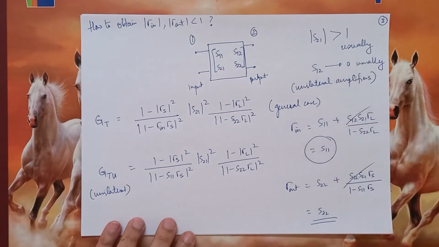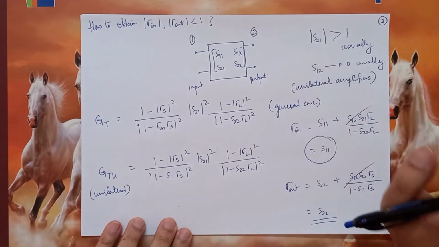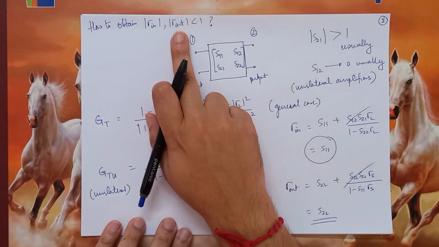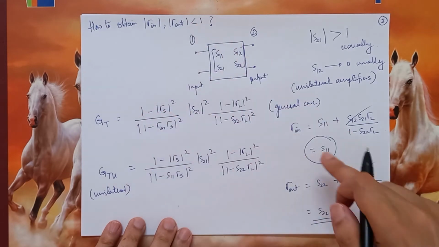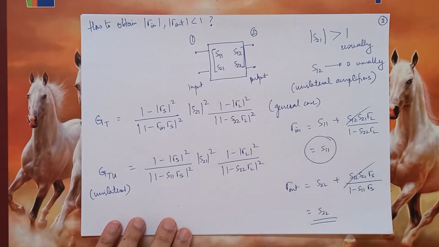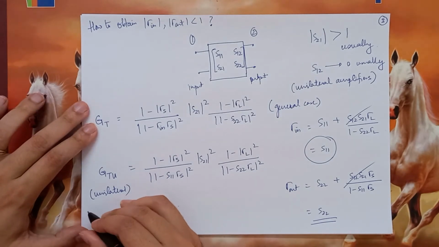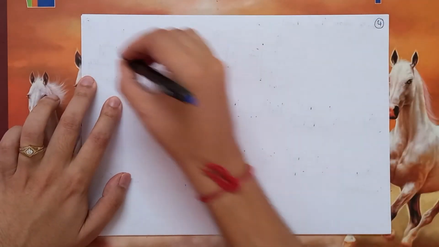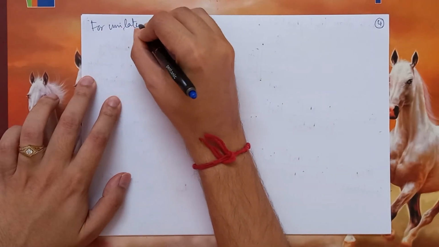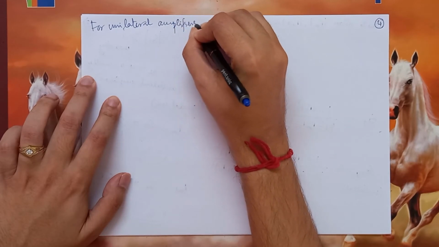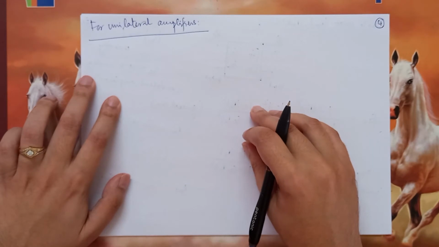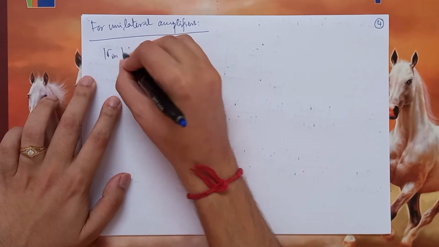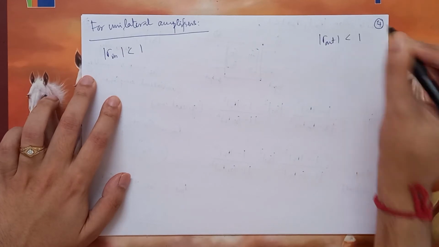So therefore, if the MMIC is unilateral, that means its S12 in magnitude is almost 0, we can say that the way to have gamma in and gamma out less than 1 in magnitude will only happen if the S11 and S22 are themselves below 1 in magnitude. So in this case, we will say that for unilateral amplifiers, these are what we need.